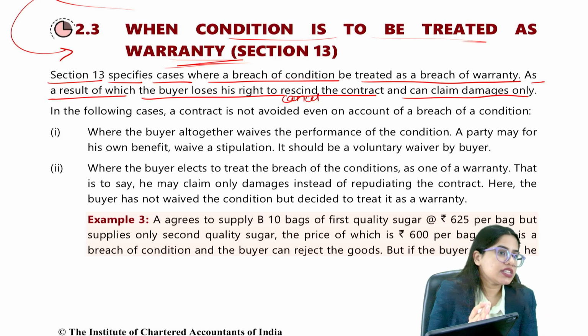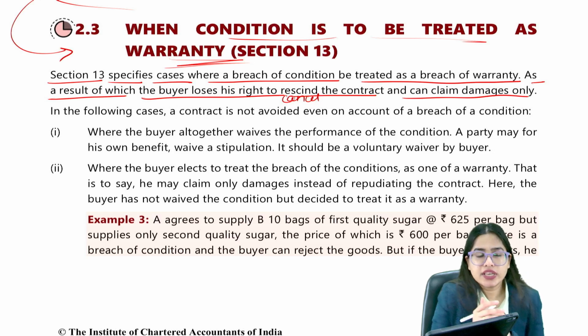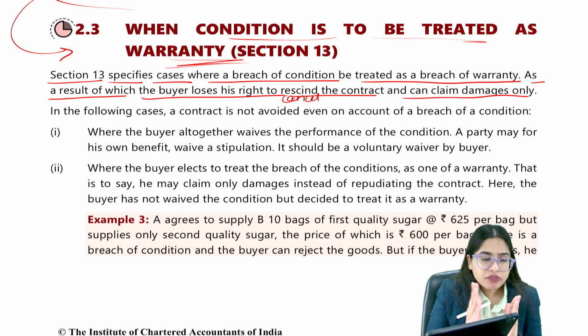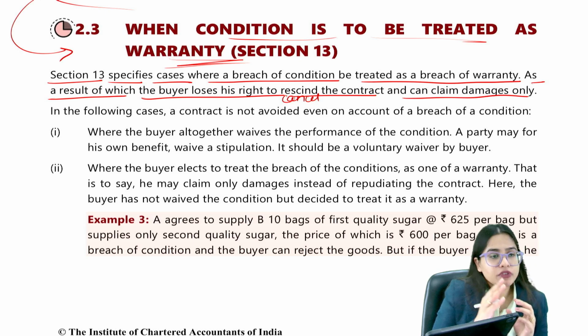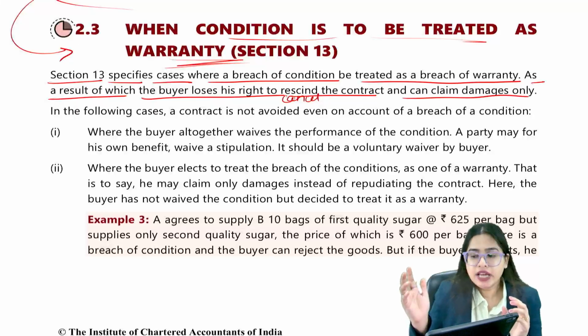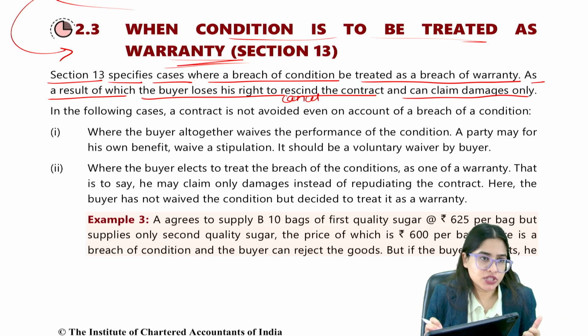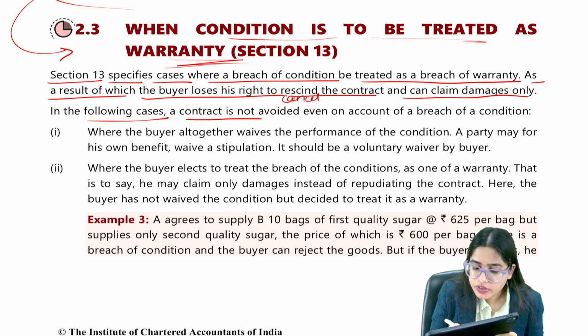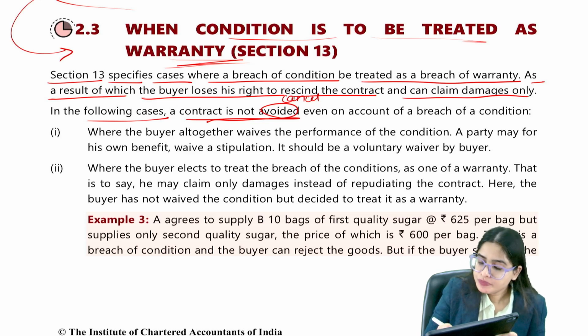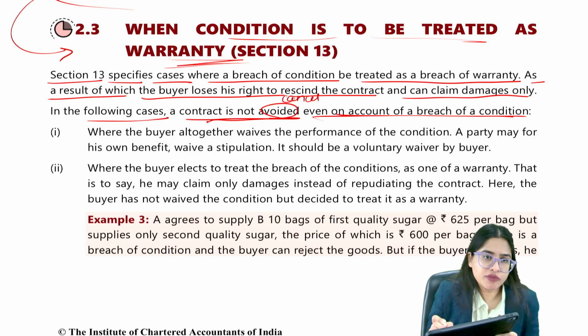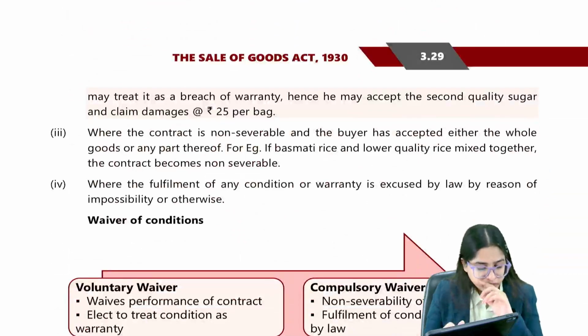So even in these 4 cases there is a breach of condition, but we will not treat it as a breach of condition, we will treat it as a breach of warranty. That means we cannot cancel the contract. At most we can claim damages. Okay, so in the following cases, the contract cannot be avoided, which means the contract cannot be cancelled even if there is a breach of condition. How many cases are there?